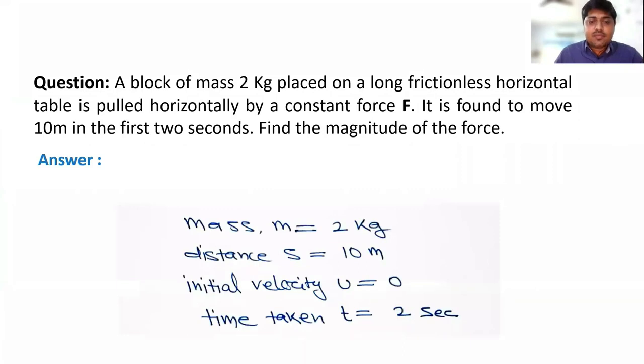Let's solve this. First, see what are the different values of the parameters provided here. We are provided with mass m, which is equal to 2 kg. Distance traveled by the body s is 10 meters. Initial velocity u was 0 because the body was at rest. And time taken in traveling this distance of 10 meters was 2 seconds. So these values are provided and we have to calculate the magnitude of the force that was applied on the body.